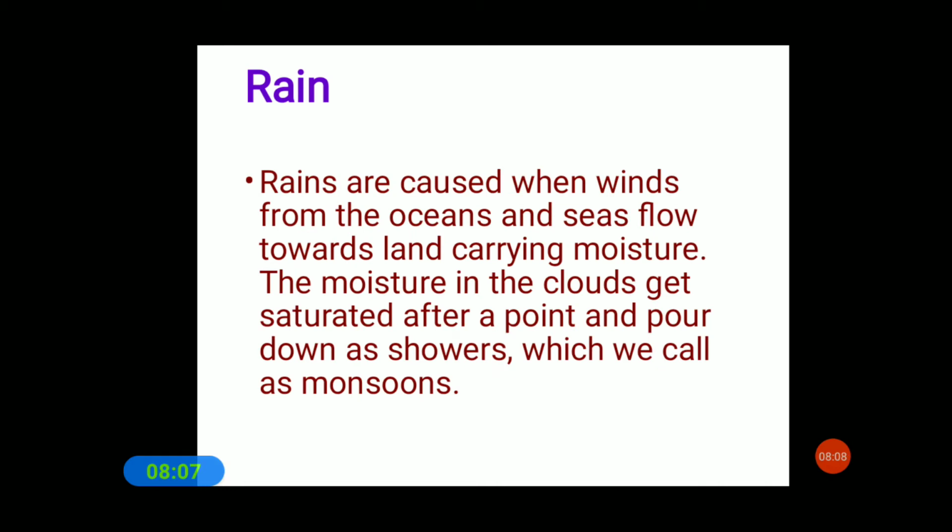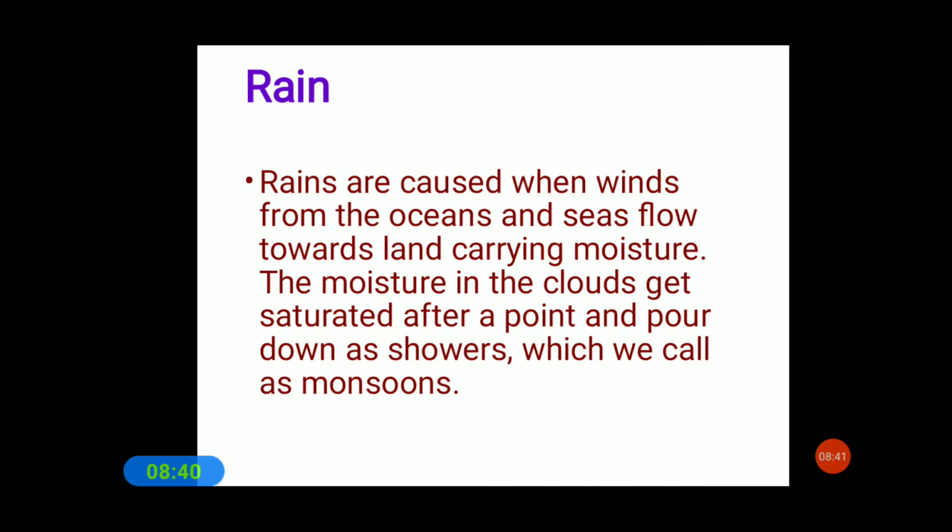Next, another thing in nature that we can see is rain. What do you mean by rain? Rains are caused when winds from the oceans and seas flow towards land carrying moisture. As you know, by the method of evaporation, all the water gets evaporated. That vapor mixes with the air, goes up and becomes condensed.